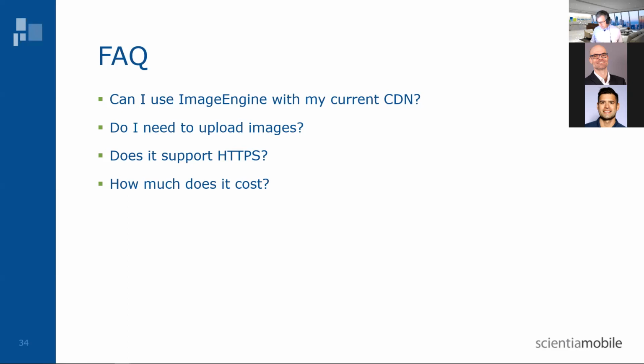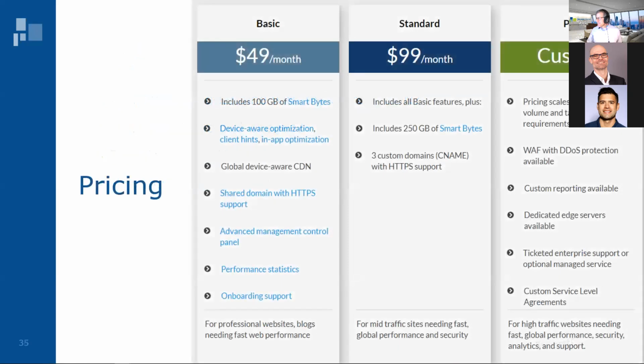How much does it cost? That's usually something that people want to get to. We have 3 different platforms. The first one is a basic platform. This is designed for professional websites or blogs that might need faster web performance. We charge about $49 per month for that. It includes 100 gigabytes of smart bytes.